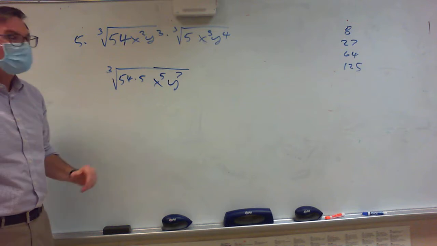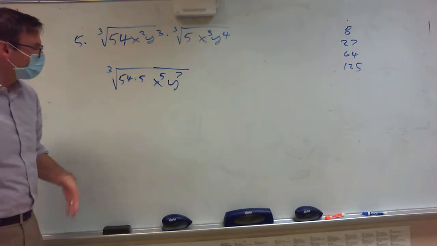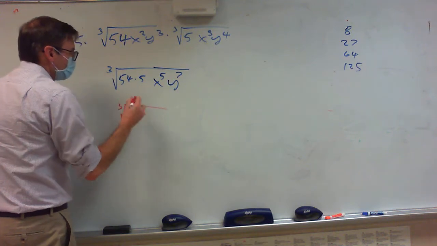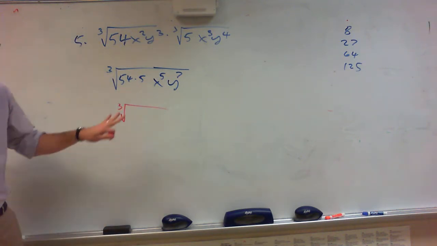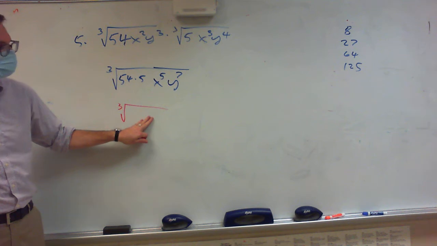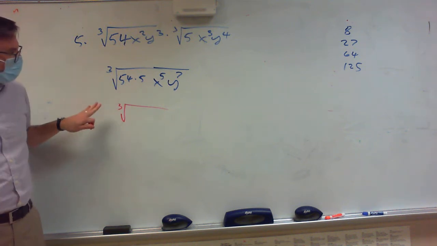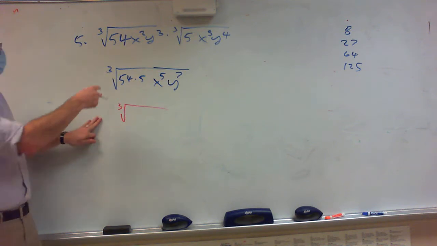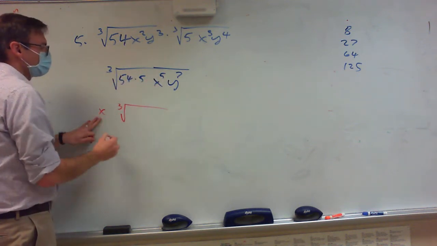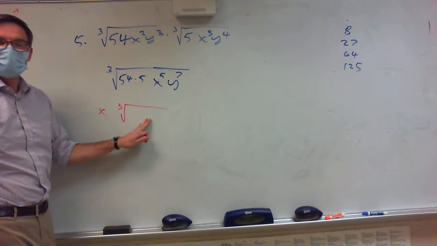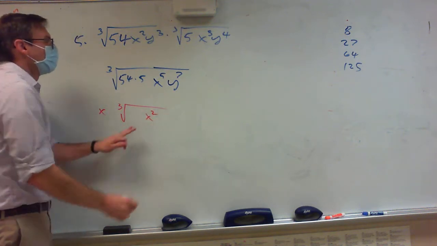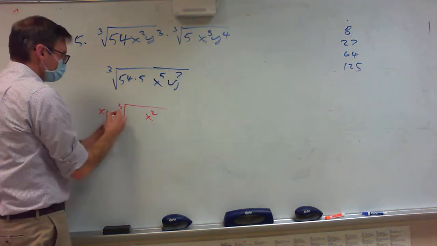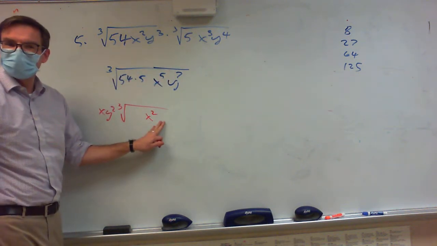Now we do what we did before. Let's break this up. So I'm going to have stuff inside and stuff outside. Let's deal with the letters first. All right, how many x's are going to be on the outside? 1. Easy, right? 3 goes into 5 one time, I have an x on the outside. How many x's are left inside? 2. So I have an x squared. How many y's are on the outside? 2. Because 3 goes into 2 times, so I get y squared. How many y's are left on the inside? 1.